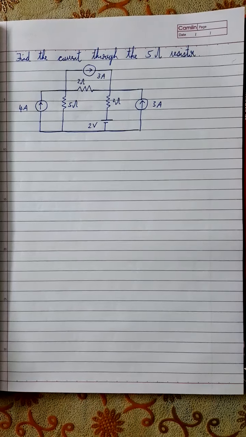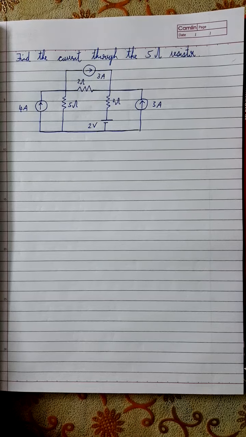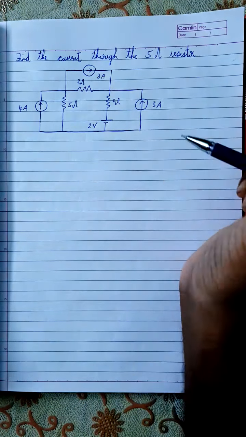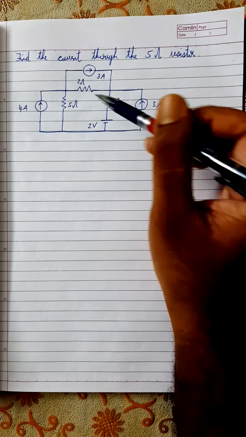Do this question. Find the current through the 5 ohm resistor. Okay, so here in the circuit there are 1, 2, 3, 4. There are 4 meshes, right? Which means there will be 4 mesh currents, I1, I2, I3 and I4.